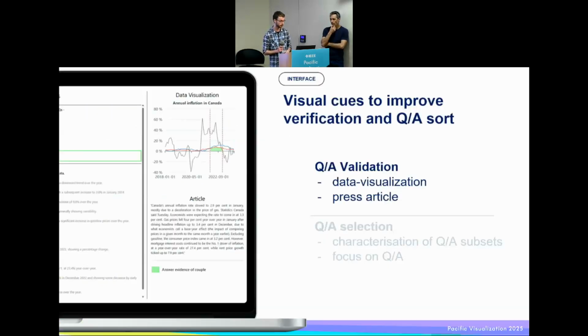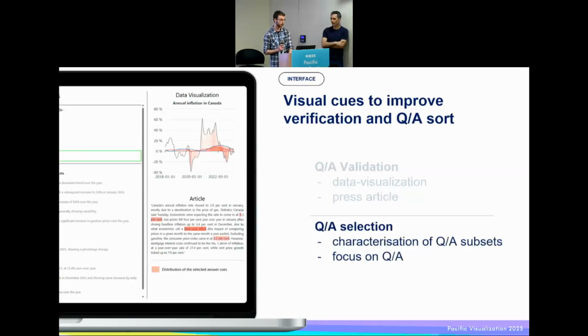In the other part, we have a visual cue to improve this verification task. With this, journalists can focus on a specific range of the information to improve this validation. This can also be used to represent a distribution of information.